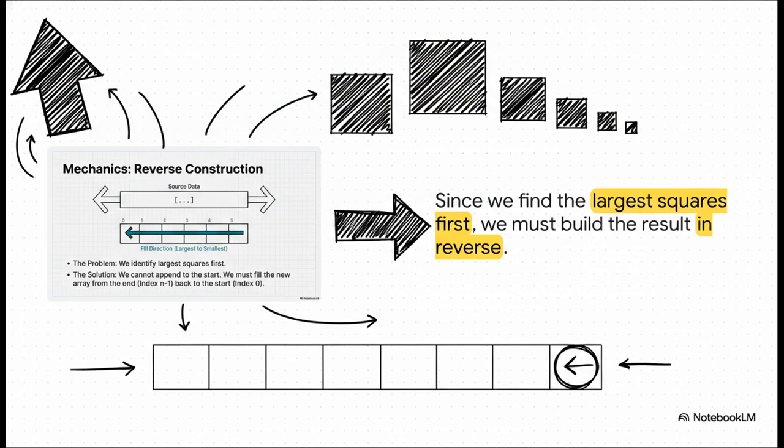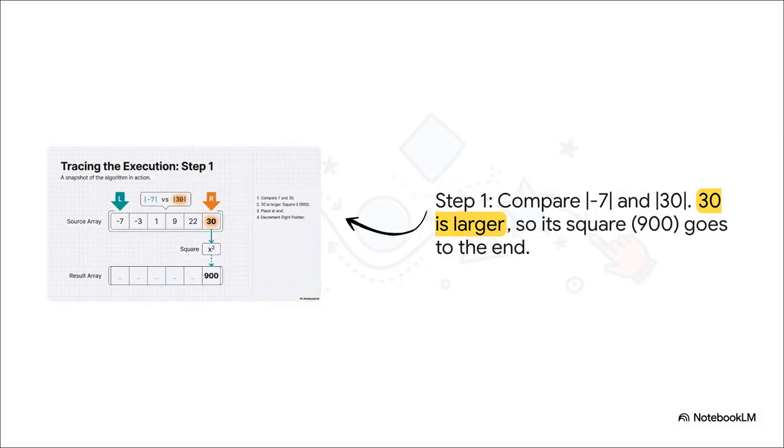That would be backwards. To get a final perfectly sorted array, we actually have to build it in reverse, filling it up from the end to the beginning. All right, let's walk through an example. So our left pointer is at -7, and our right pointer is at 30. We compare their absolute values, so that's 7 versus 30. 30 is clearly the winner, so we square 30, we get 900, and we pop that right at the end of our results array. Then we just scoot the right pointer one step inward.